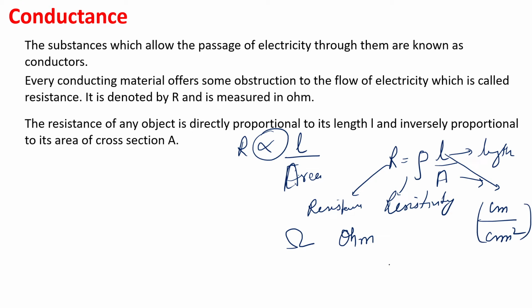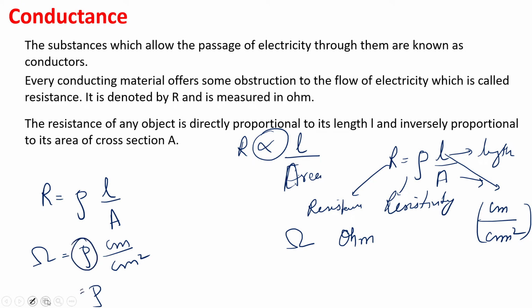So overall, we can say that resistance is equal to rho L over A, or ohm is equal to rho times centimeter over centimeter square. We can write from here the units for the resistivity constant: you cut centimeter with the square, so we'll be having ohm centimeter. So the units for this resistivity are ohm centimeter.